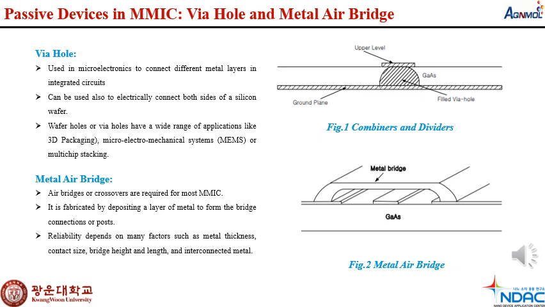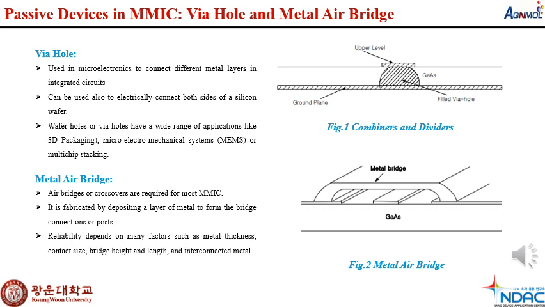In the passive devices, the via hole and the metal air bridge are also very important. In the case of the via hole, we can see in figure 1 the via hole, the upper level and filled via hole, the ground plane, and a gallium arsenide substrate. Via holes are used in microelectronics to connect different metal layers in an integrated circuit. They can also be used to electrically connect both sides of a silicon wafer. Wafer holes or via holes have a wide range of applications like 3D packaging, micro electromechanical systems, or multi-chip stacking.